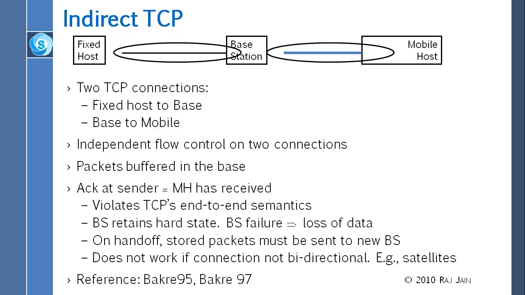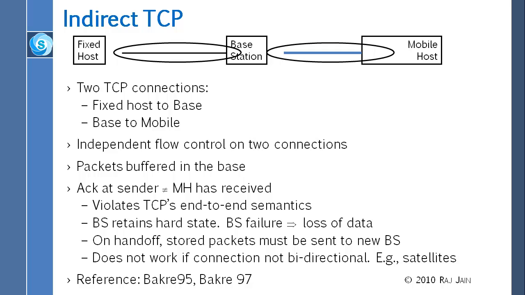Indirect TCP is a member of a class called split TCP. So what you do is you split the TCP into 2 loops. Generally, TCP is an end-to-end protocol, source and destination, right? So it has a control loop which goes from source to the destination. Packets go from source to the destination, the destination sends the acknowledgement, so there is a big loop like that. We break that big loop into 2 small loops. One loop goes to the base station, and the other loop starts from the base station and goes to the mobile host.